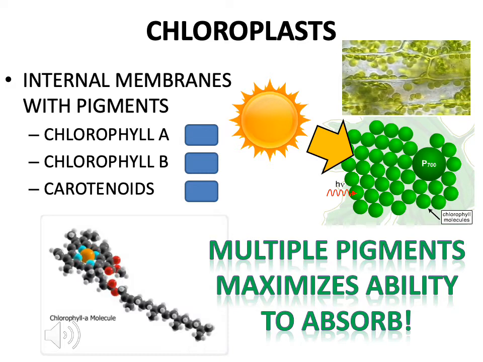Now, I guess we could ask the question, why would a plant have multiple pigments? Chlorophyll A, chlorophyll B, carotenoids. Well, we're going to answer that question in detail on the next slide. But what I want to note now is that by having multiple pigments, the plant is able to maximize its ability to absorb light. If the plant only had one pigment, it might only absorb 30% of what was possible. If I was a plant, I'd much rather be absorbing 100% of available solar energy rather than just 30%.